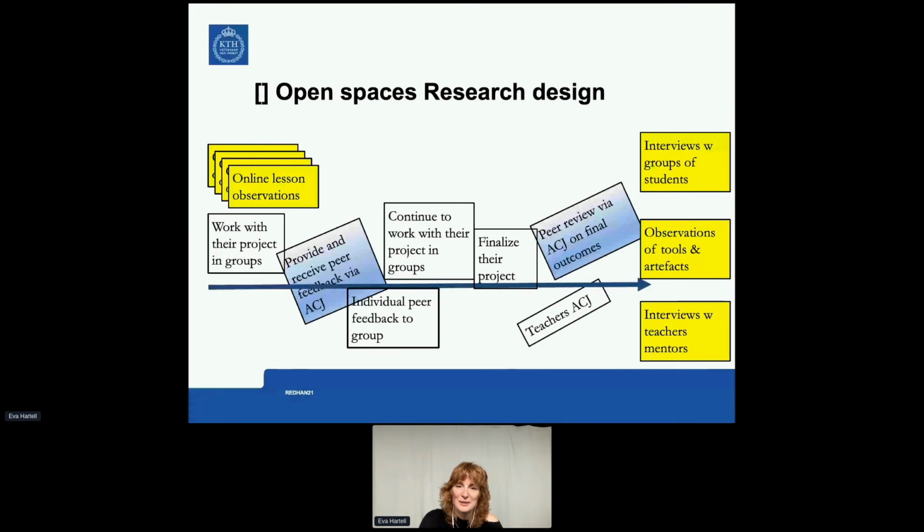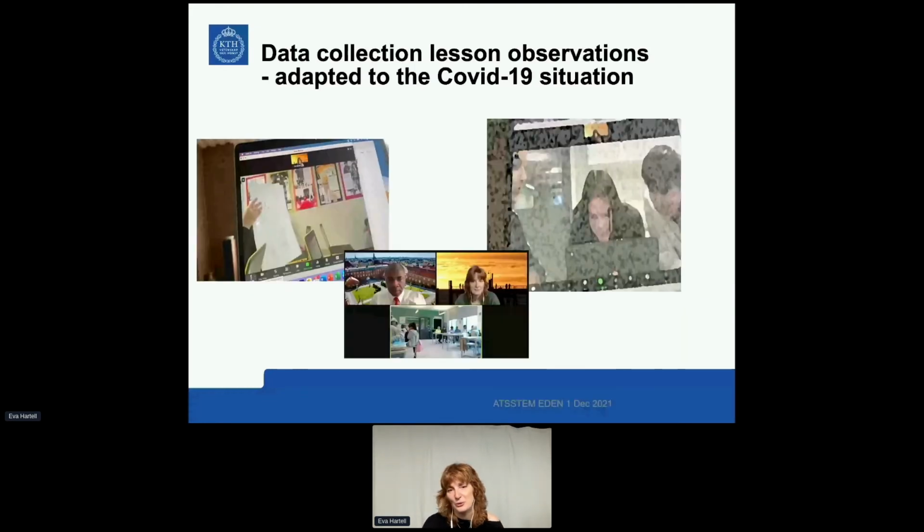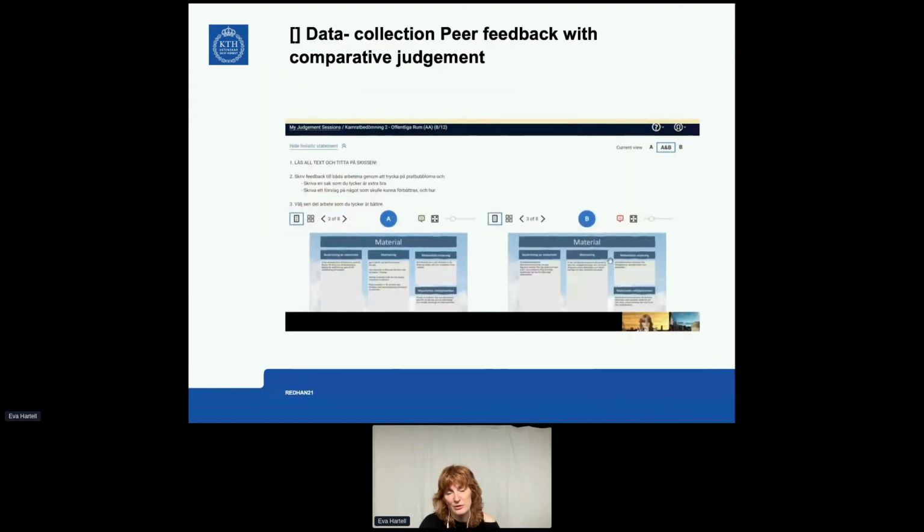And here we do these online observations. Just wanted to show you because it's such a nice example. During this pandemic, we're not allowed to visit the schools, so we did online observations instead. And the benefit of digital tools, like comparative judgment, which is shown here, is that regardless of where you are, you can access this. So for online education, it's really easily accessible if you choose a good tool, that is.